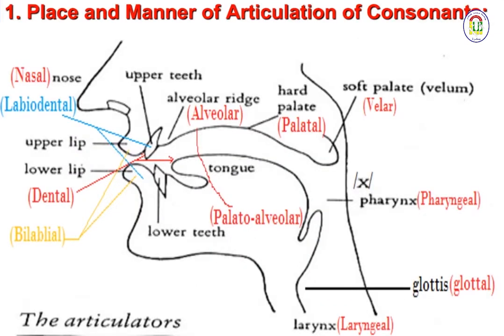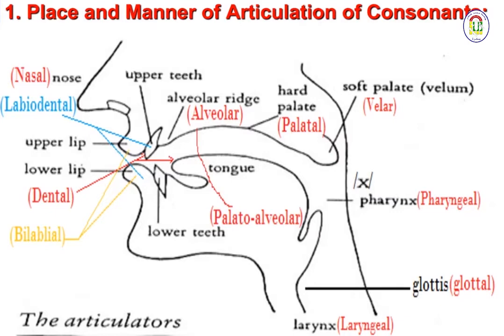In figure number 2, we represent the different places and manners of articulation for consonants. With both lips, we have bilabial. With upper and lower teeth, we have dental. From the nose and nasal cavity, we produce nasal sounds like m, n, ng.